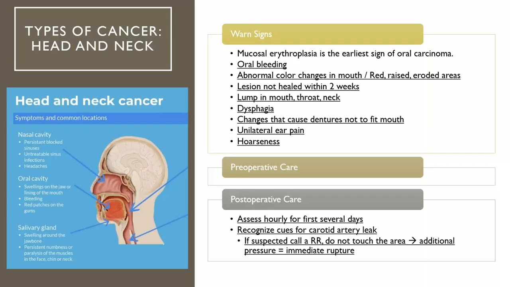Recognize cues for carotid artery leak. So if you suspect a carotid artery leak, do not touch the area. You're going to call a rapid response. Any additional pressure is going to cause a rupture, so do not touch it.